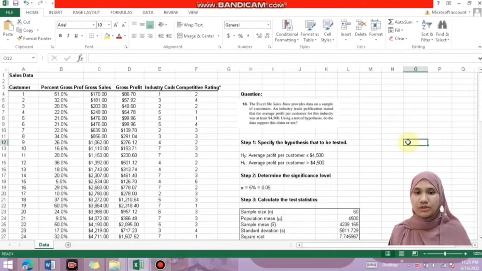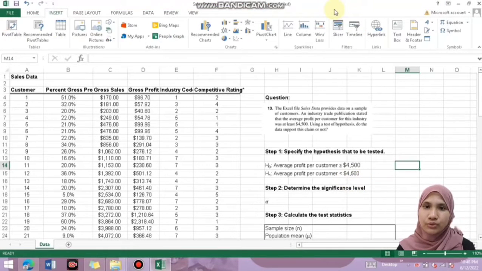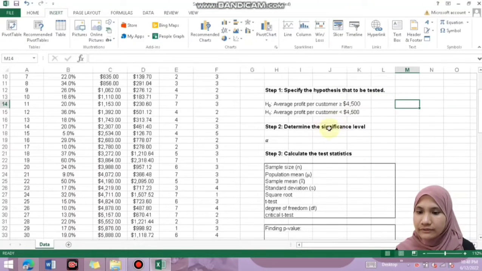Step 1, we need to specify the hypotheses that need to be tested. There are two hypotheses that we need to specify. The first one is the null hypothesis. The second one is the alternative hypothesis. From the question, the null hypothesis is average profit per customer less than or equal to $4,500. For the alternative hypothesis, average profit per customer is more than 4,500.